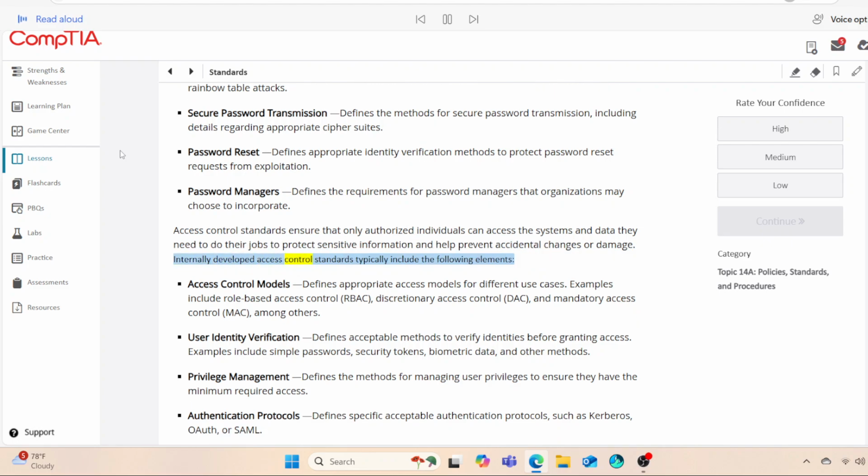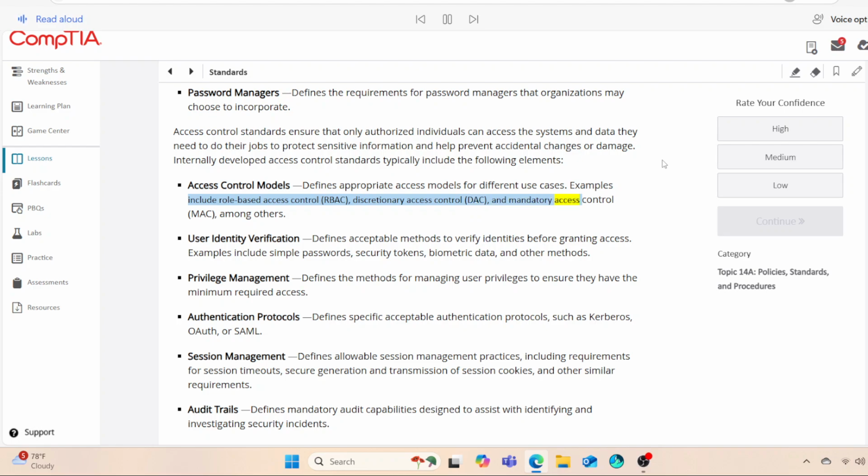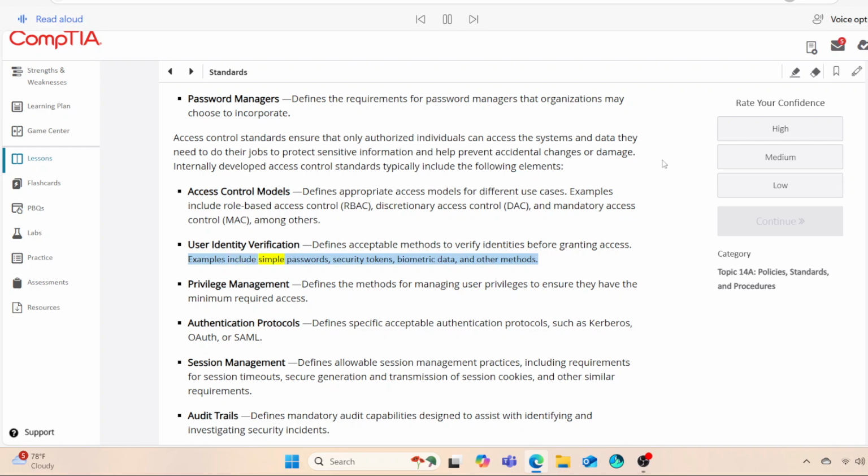Internally developed access control standards typically include the following elements. Access control models defines appropriate access models for different use cases. Examples include role-based access control, RBAC, discretionary access control, DAC, and mandatory access control, MAC, among others. User identity verification defines acceptable methods to verify identities before granting access. Examples include simple passwords, security tokens, biometric data, and other methods.